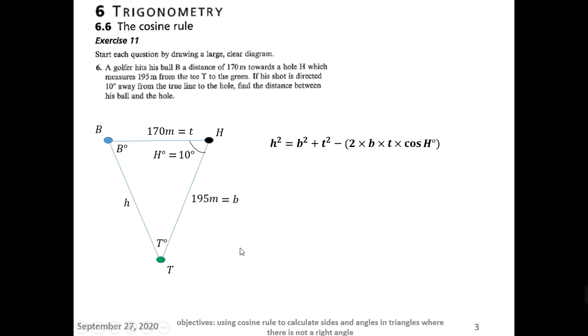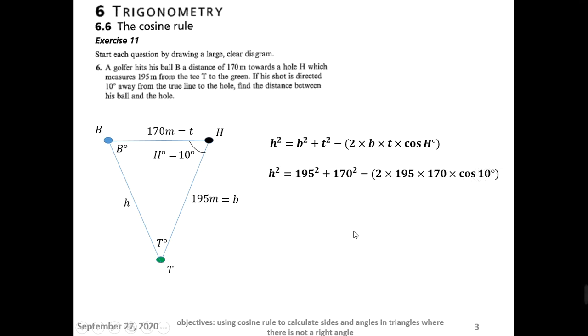Let's substitute in this angle. B is equal to 195, T is equal to 170, and H is equal to 10. So here we go. H squared is equal, again, B is equal to 195, so 195 to the power of 2 plus T is equal to 170, so it's plus 170 to the power of 2 minus, in brackets, 2 times side B, which is 195, times side T, which is 170, times cosine the angle between side B and T, which is 10 degrees.